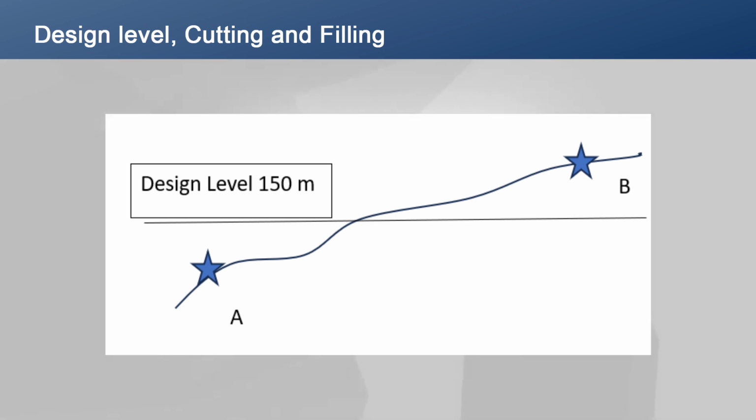And similarly, you can see point B. Point B is above the design level. So, we are supposed to do the cutting operation to reach up to design level for point B.